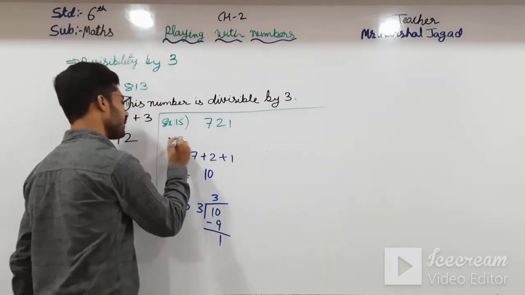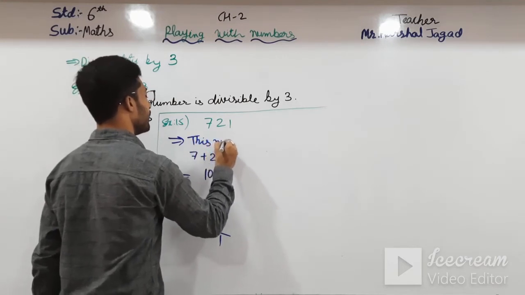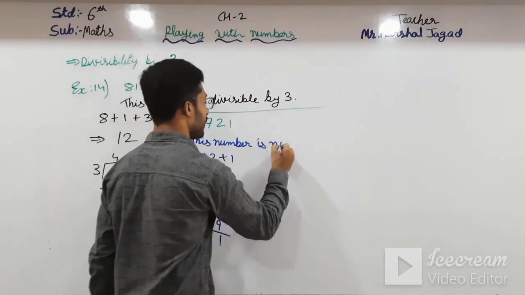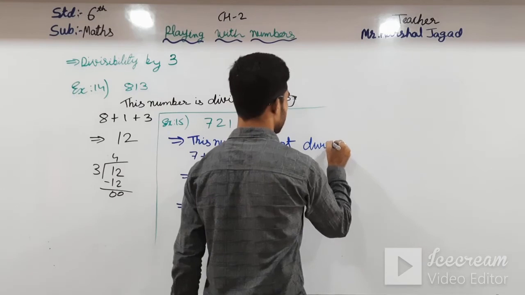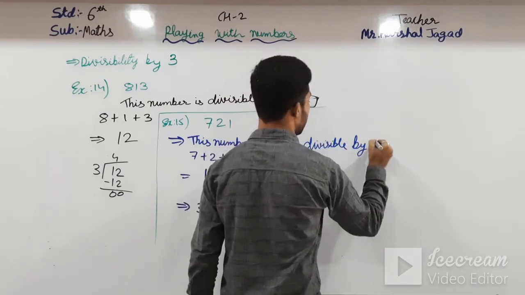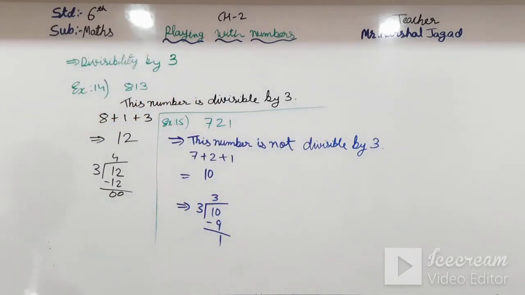So here this number is not divisible by 3. Okay students, this number is not divisible by 3.